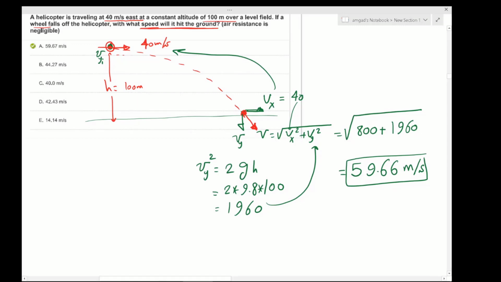800, the root of 800 plus 1960. No, you don't. You take 800 plus 1960, then after you find the result, take the root. So you put it in brackets like this. Take the root after you finish the addition. It's going to be the root of 2760, which is the same answer, 52.53.